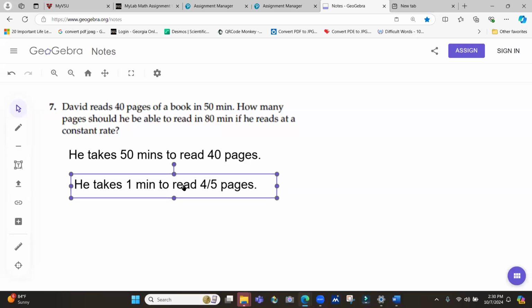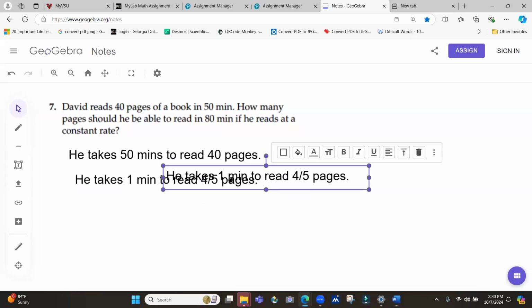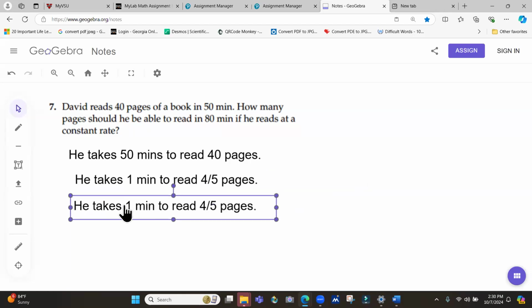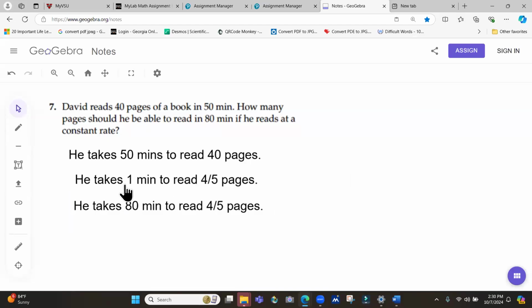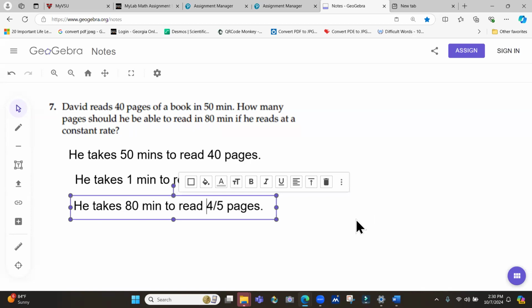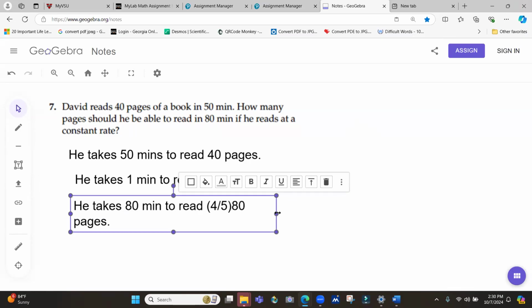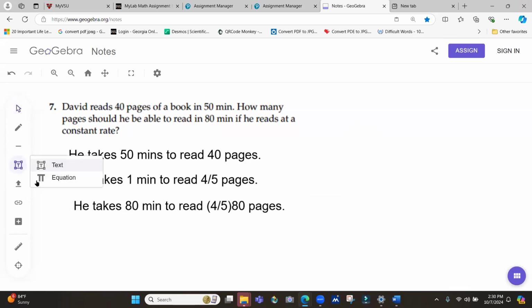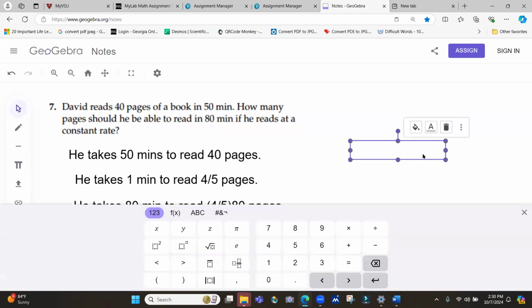Now in 80 minutes, what will happen? In 80 minutes, you will be multiplying. That'll be more. If in 1 minute he reads 4/5 of a page, in 80 minutes he will be doing more. So you'll be multiplying. I'm going to write it properly, more consistent with the way we write on the board in a second. So I really want to find this, guys. That's my answer.